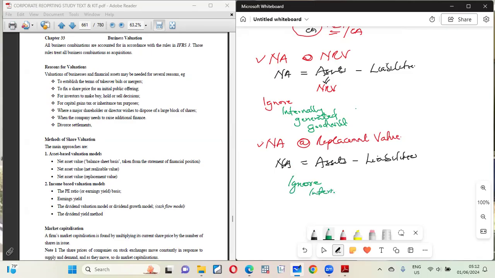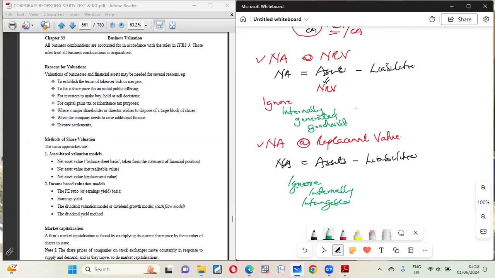Let me not limit it to goodwill. It is internally generated intangibles, all right? Ignore internally generated intangibles, because those things are not assets. They are actually meant to be expensed. All right, so please kindly take note of that.